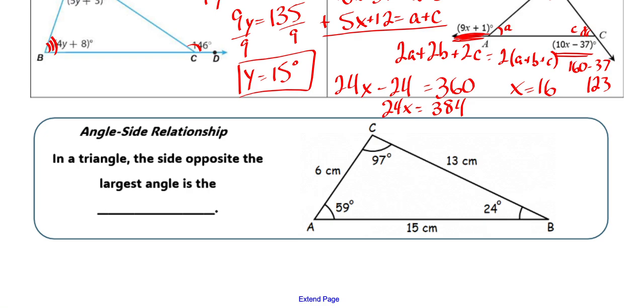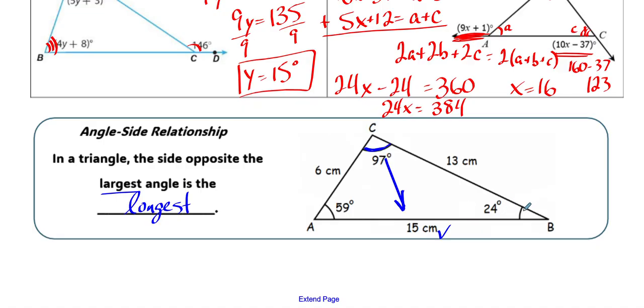Property of triangles in general is the angle-side relationship. This one is really straightforward. In a triangle, the side opposite the largest angle is the longest. So, in this triangle, 97 degrees is the largest angle. Across from that, the side opposite that angle has to be the biggest. If this is the biggest angle, across from that has to be the longest side.